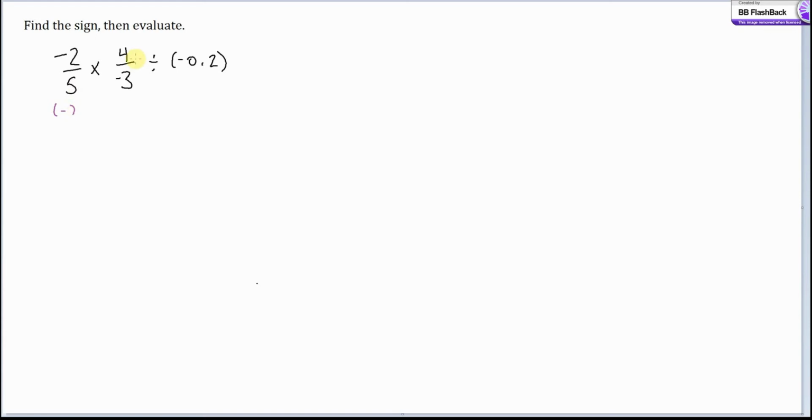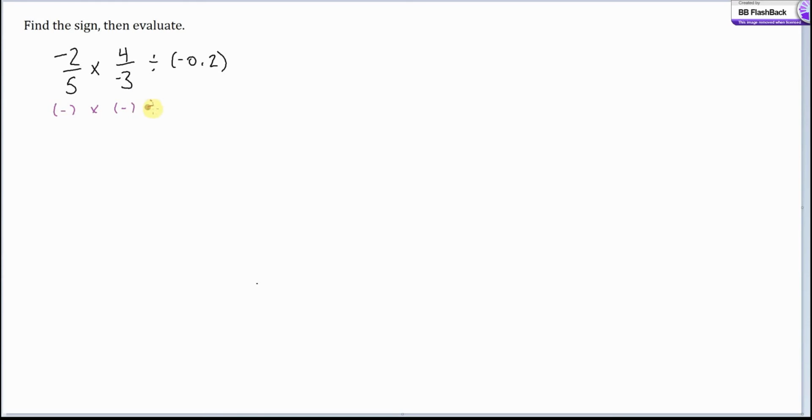The next one is a positive over a negative. Overall, that's a negative. If it was a negative over a negative, then it would be positive. Otherwise, when there's one negative sign in a fraction, no matter if it's at the top, the bottom, out in front, it's a negative number.